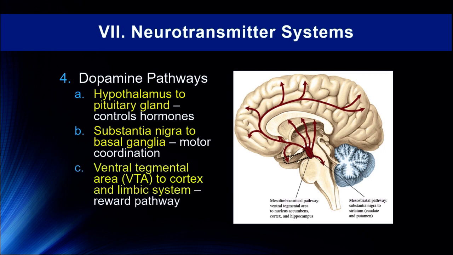The ventral tegmental area to cortex and limbic system is considered the reward pathway, and this is also often called the mesolimbocortical pathway. This is a significant part of what we call the reward pathway. And when we get to the lectures on the neuroscience of addiction, we'll spend a little bit of time talking in much more detail about this reward pathway.